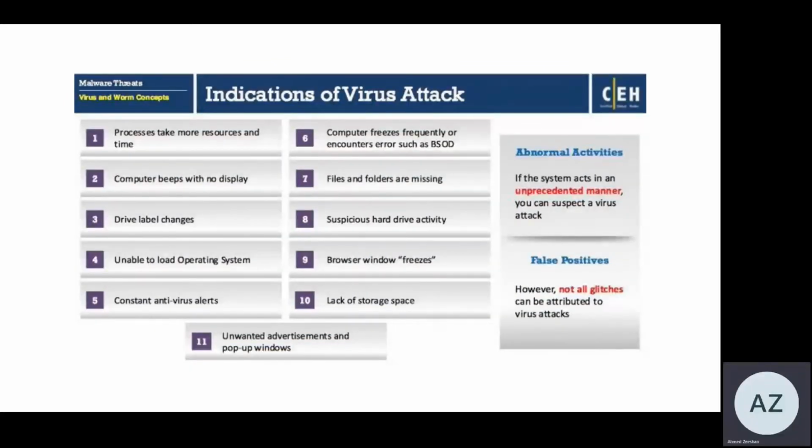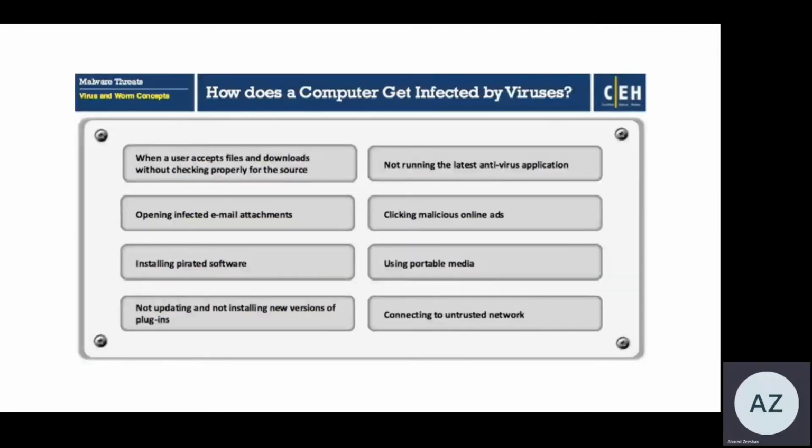Abnormal activities: if the system acts in an unprecedented manner, that is categorized as abnormal activity. False positive: not all glitches can be attributed to virus attacks. For example, if you guys are on Twitter, when you log on to Twitter, you can see all the Twitter feeds popping up on the bottom right of your screen. Initially when I was new to Twitter, I was having a false positive. I got worried, yeah, but it's all good if you have a good antivirus and you are just going to Twitter and nowhere else.